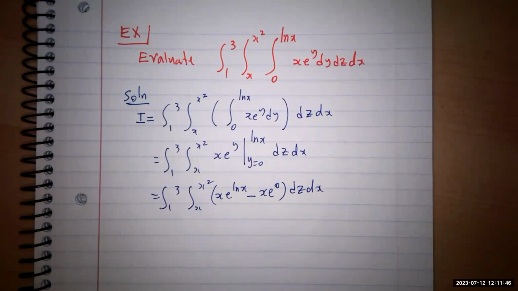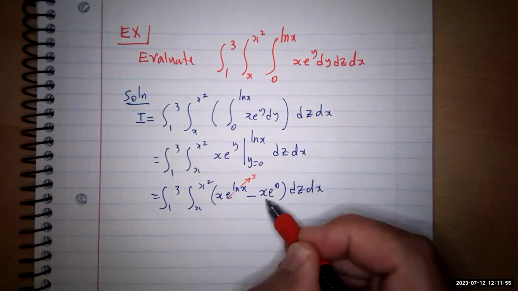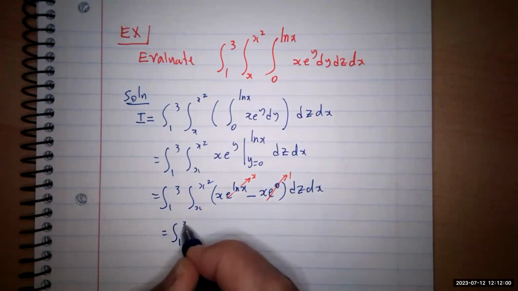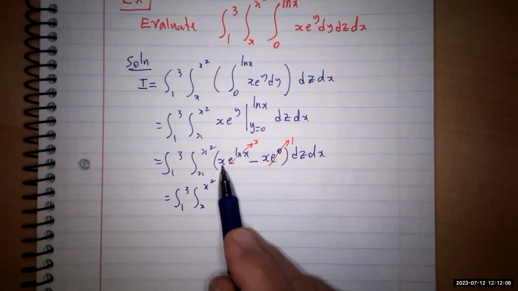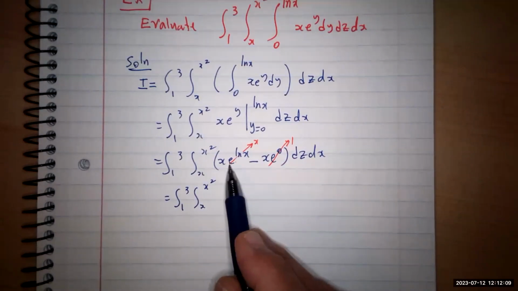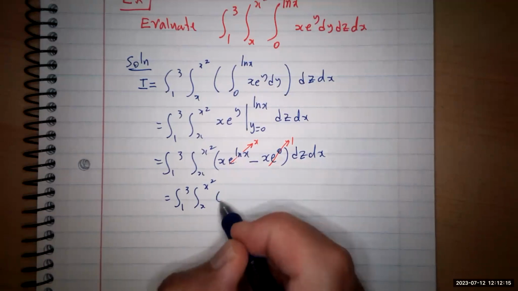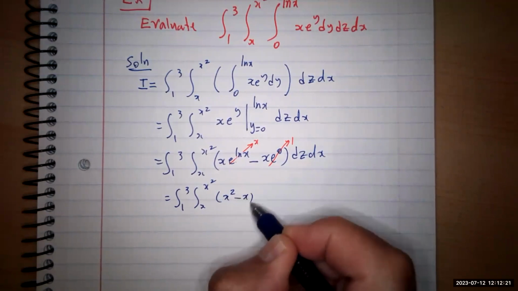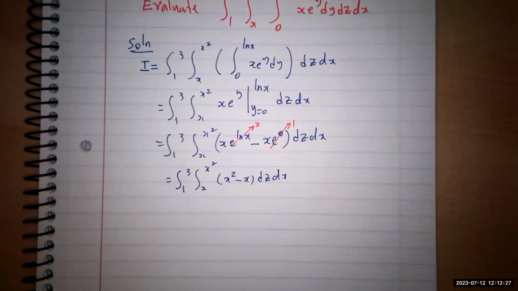e to the ln x would be x. You know that e and the ln function are inverses of each other, so that takes you back to x, and e to the 0 is 1. So you are going to get 1 to 3, x to x squared. The leftover is x times x, which is x squared, minus x, and now dz dx. Okay, any question?